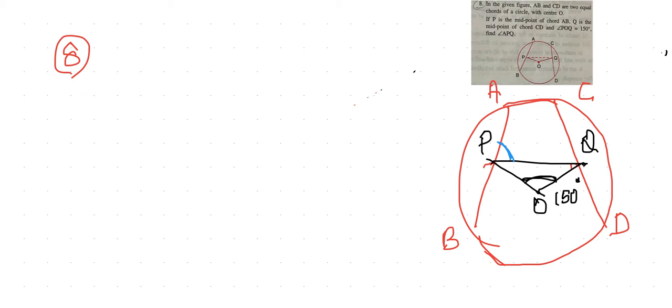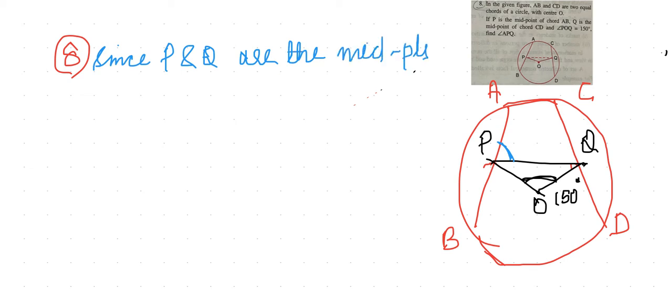So how are you going to do this, children? Clearly, if you see, they have said what? Have they given that OP is perpendicular? No, they have not given, but it is evident from the figure, children. In the given figure, AB and CD are two equal chords, and P is the midpoint. Okay, so what you will be writing, children, since P and Q are the midpoints of AB and CD. So if they are midpoints, children, means what?